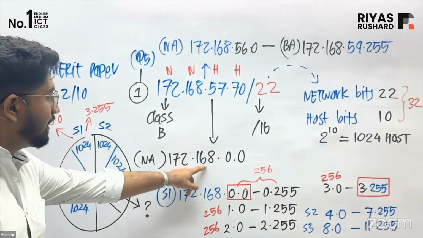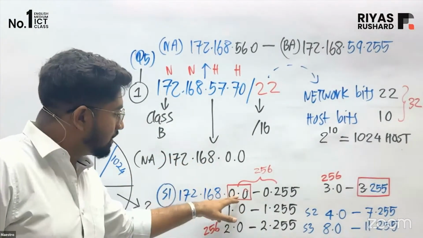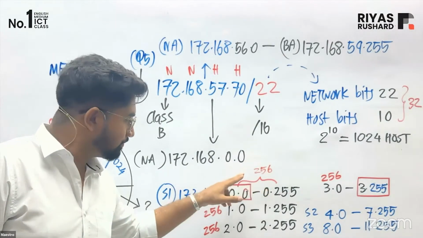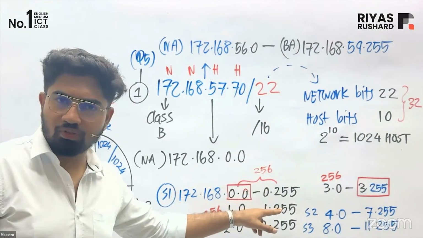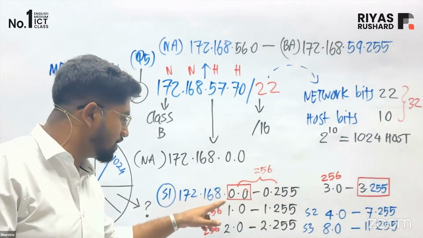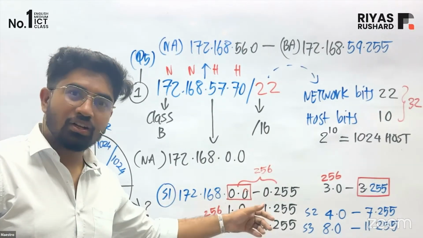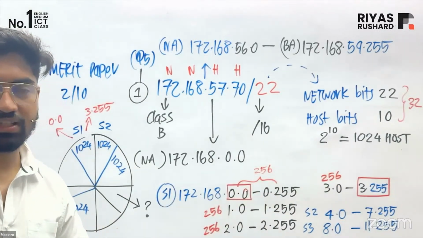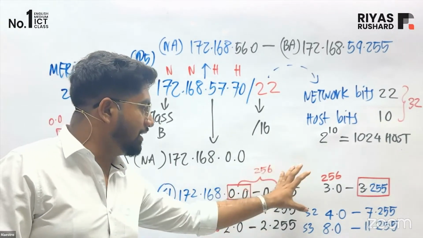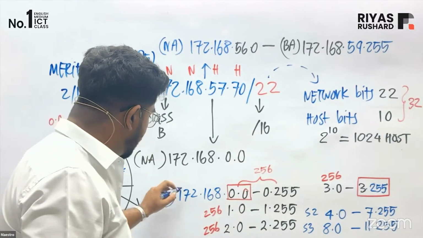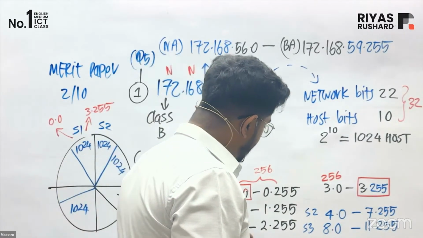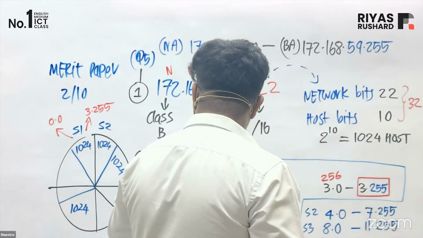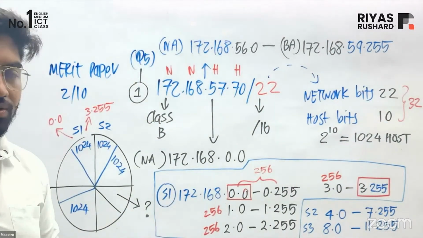So gang, let's count 1024. 0.0 to 0.255, here you will have 256 computers. 1.0 to 1.255, you will have 256 computers. 2.0 to 2.255, 256 computers. 3.0 to 3.255, 256 computers. So in total, how many computers will you have in this subnet? 1024. You will have 1024 computers.